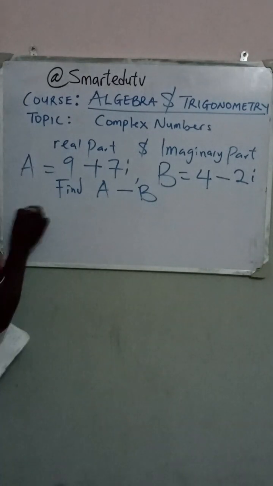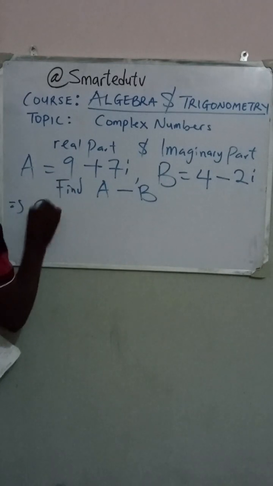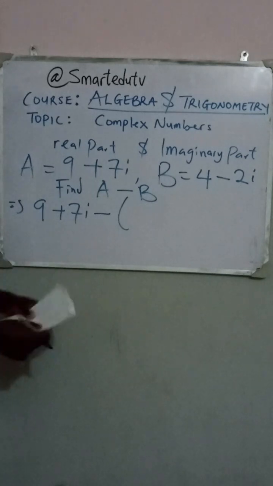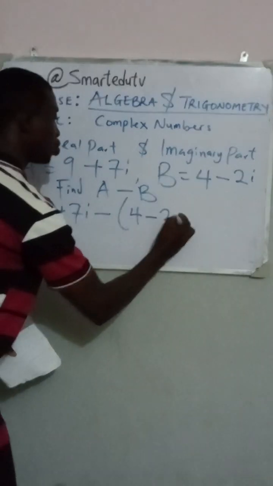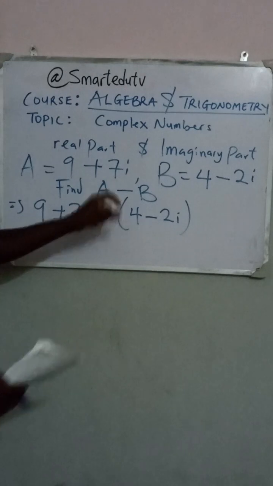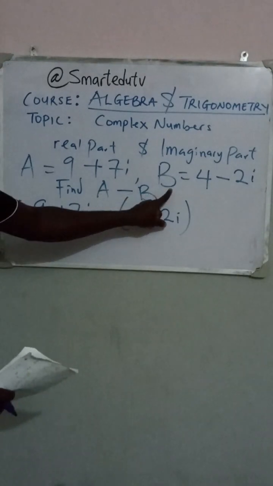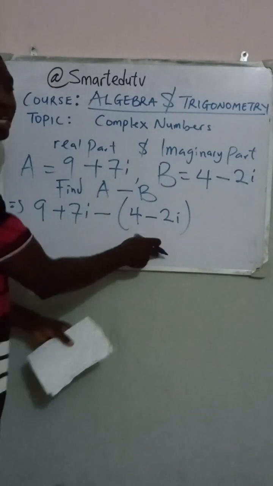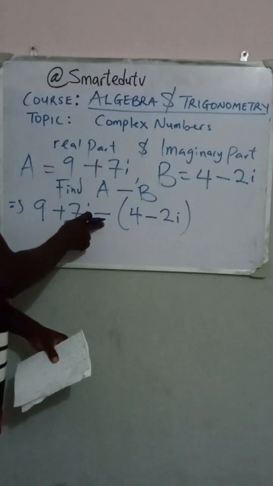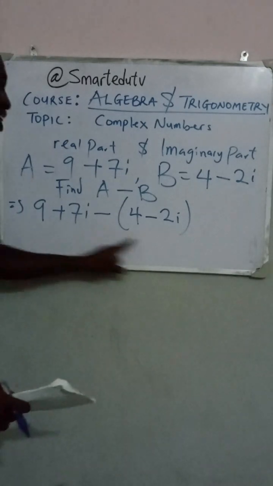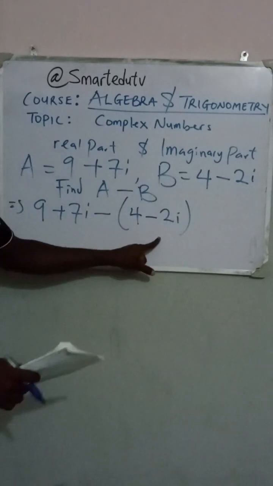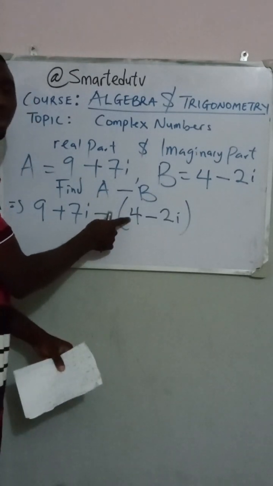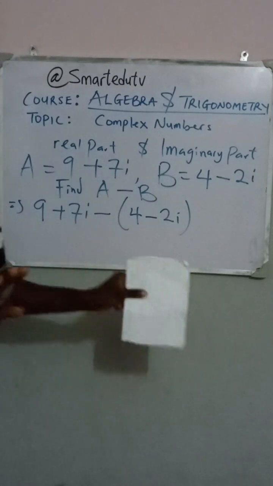It means my A is 9 plus 7i minus, what is my B? My B is 4 minus 2i. Please take note of this. The minus is affecting the whole of B. That is why it is essential and important to open up a bracket immediately afterwards, to show that the minus is affecting everything inside the bracket. If I don't open up the bracket, the minus will only be affecting the first number here, which is 4. In that case, I will be very wrong.